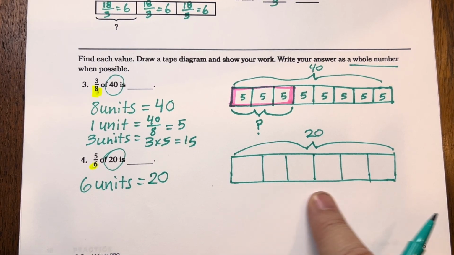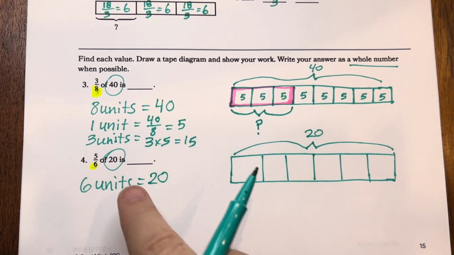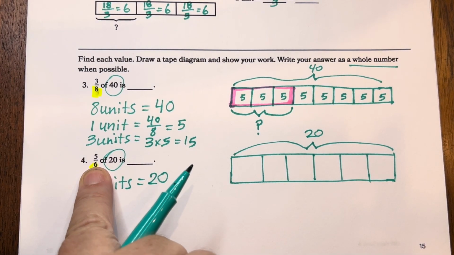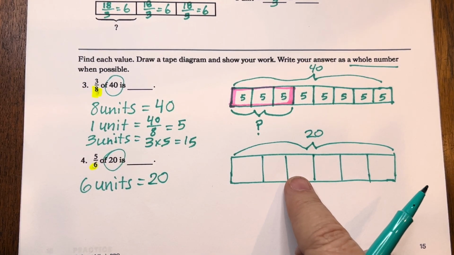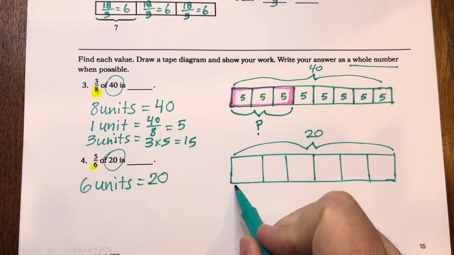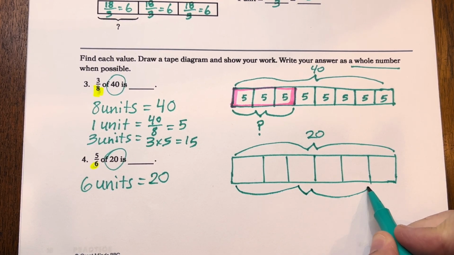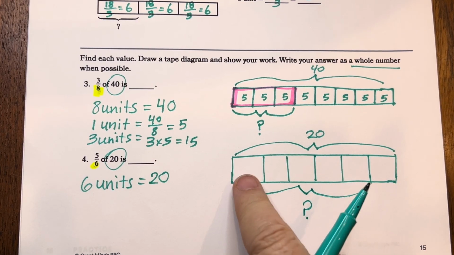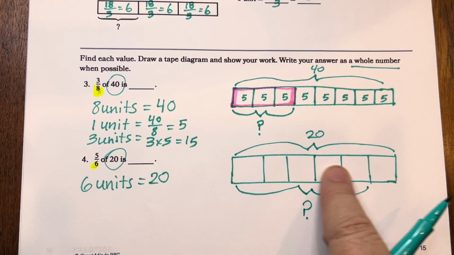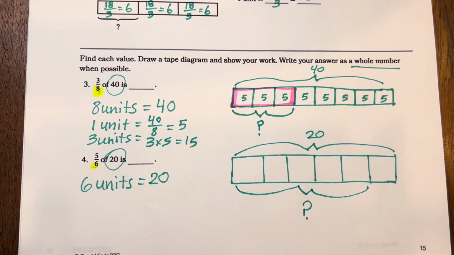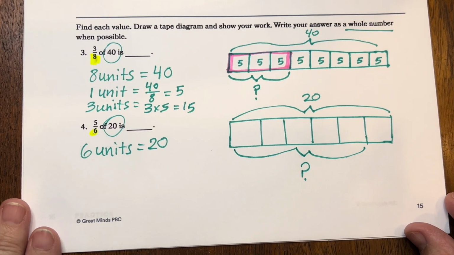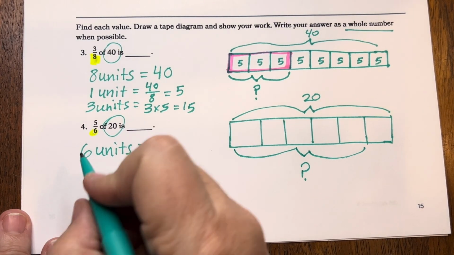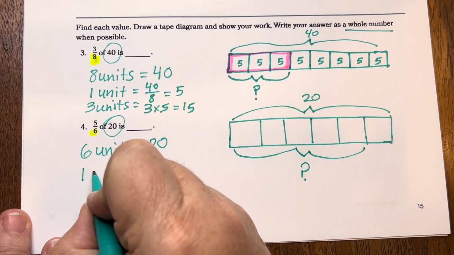What I'm trying to figure out, I forgot this part, we have to figure out 5/6 of 20. So 1, 2, 3, 4, 5. This is our unknown part. Forgot to write that. This is our question mark part. Like what are 5/6 equal to?